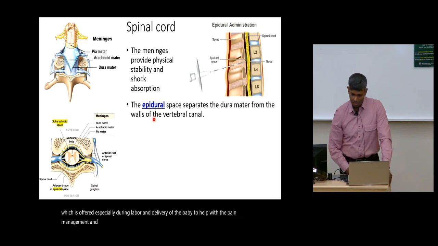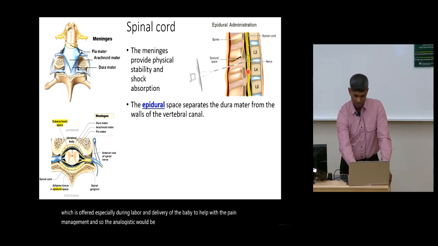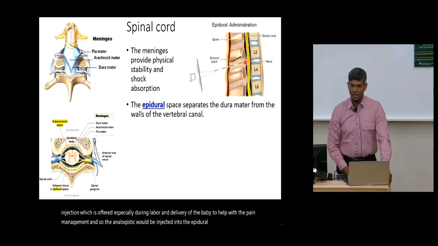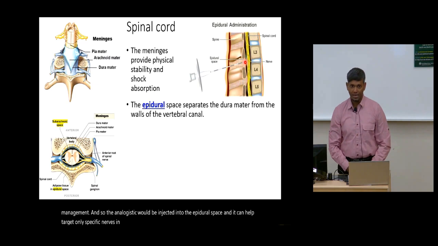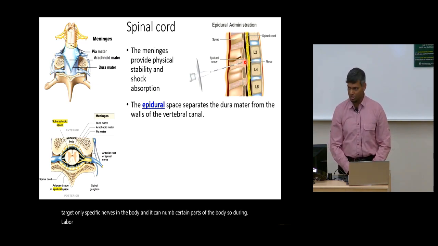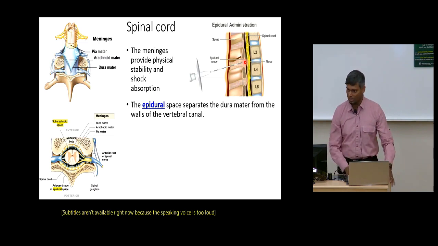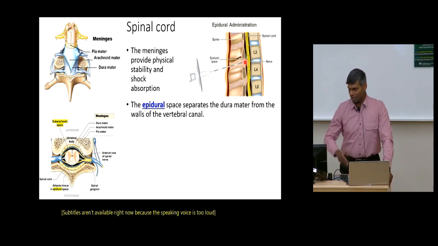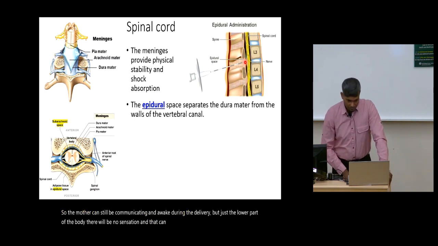And so the analgesic would be injected into the epidural space, and it can help target only specific nerves in the body, and it can numb certain parts of the body. So during labor and delivery, the epidural injection will help just the lower part of the body to be numbed, so the mother can still be communicating and awake during the delivery, but just the lower part of the body, there will be no sensation, and that can help with pain management.